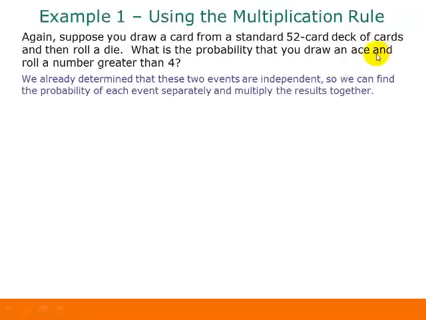One of the important things to notice in this problem is that we have two events that are connected with an and. So we're looking for the probability of drawing an ace and rolling a number greater than 4. And tells us that we should be thinking about using the multiplication rule. Now, we already determined that these two events are independent, so we can find the probability of each event separately and multiply the results together, without worrying about the probability of one event affecting the probability of another event.